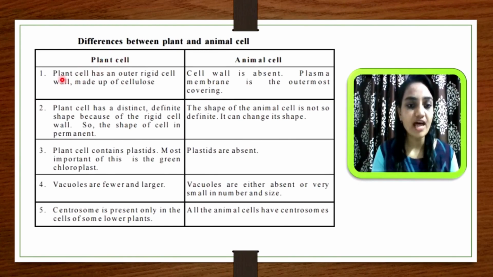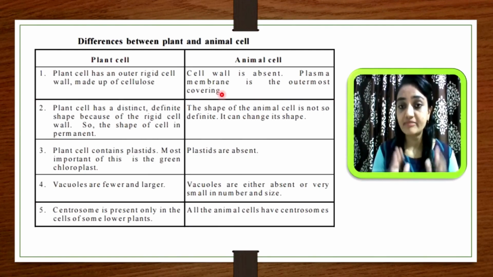So a plant cell has an outer rigid cell wall, which is mostly made up of cellulose. But in an animal cell, the cell wall is totally absent. Instead of a cell wall, the outer membrane is the plasma membrane, and it is the outermost covering. This is the main difference between plant cell and animal cell.